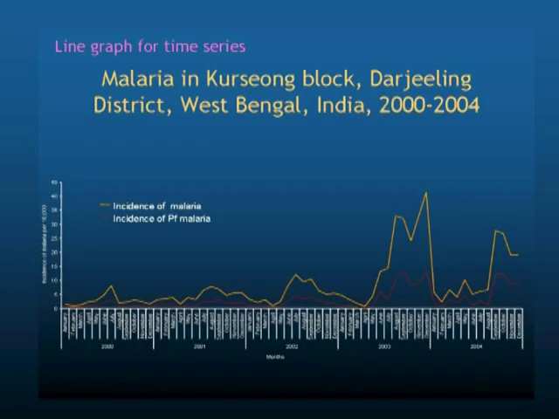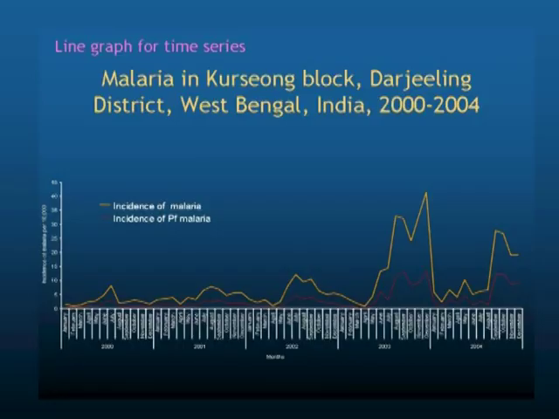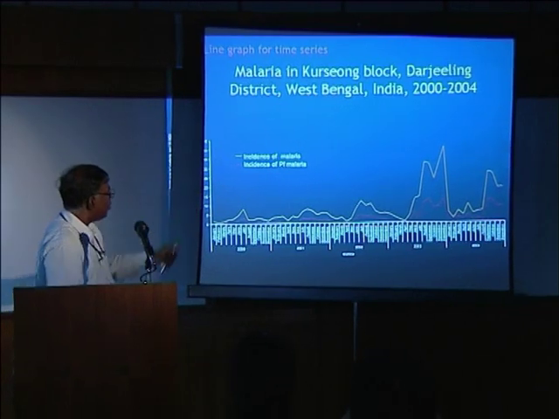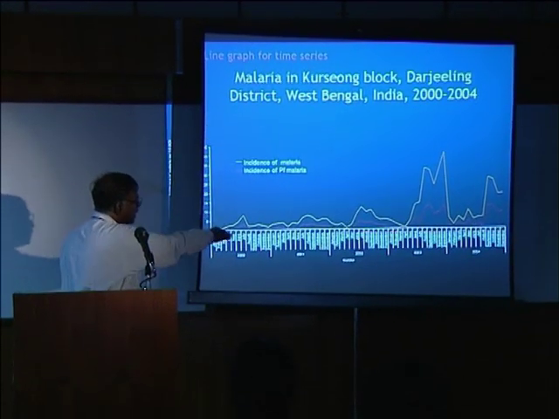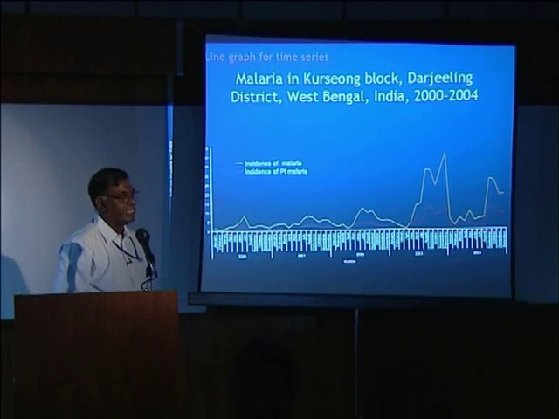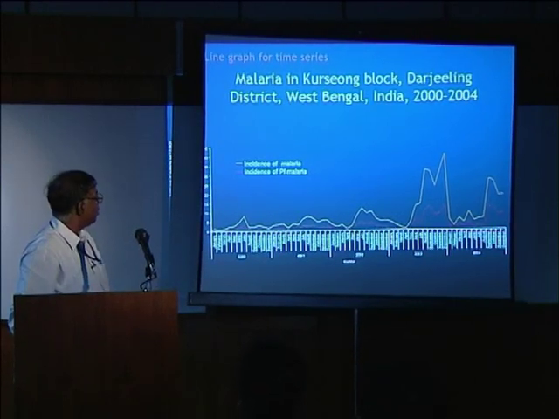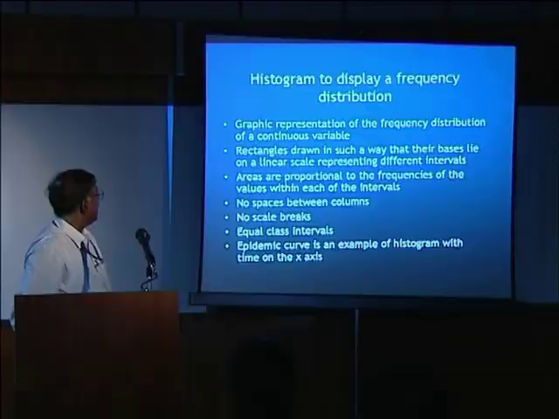Okay? So this is a line graph. Whenever you are dealing with certain events over a period of time, the best graph is a line graph. So the line graph gives you, for example, the last 5 years in Kurseong district in Darjeeling, the incidence of malaria cases and the incidence of PF malaria. You could see that when the total number of cases increases, there is a corresponding increase in the falciparum malaria also.